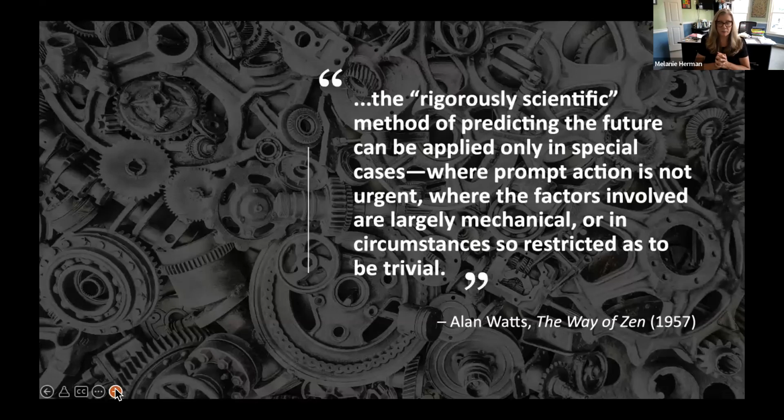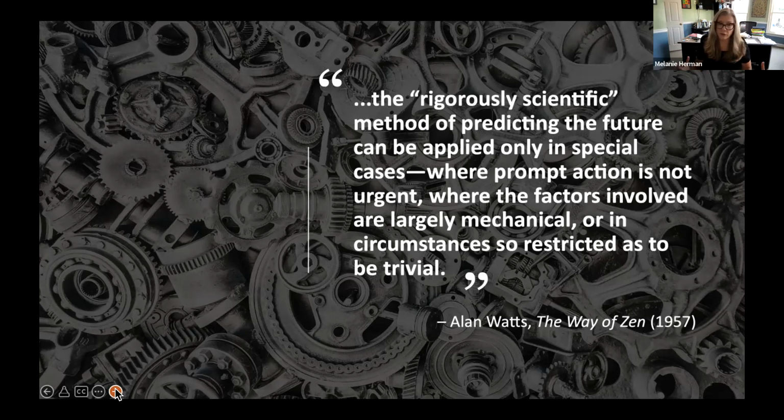All right, a few more takeaways. This first one is from an old book called The Way of Zen by Alan Watts. And he writes that this rigorously scientific method of predicting the future can be applied only in special cases when prompt action is not urgent, where the factors involved are mechanical, or in circumstances so restricted as to be trivial. Wonderful reminder, beautifully written, beautifully said, that trying to predict the future doesn't make a whole lot of sense for community action agencies and for nonprofits overall.